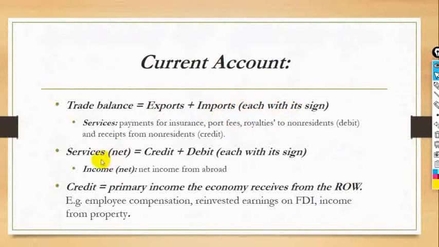Number 2, services net. This is related to export and import of services and is recorded as a credit side and debit side. So if you would like to find the net, it's calculated as the summation of credit and debit, each with its own sign. As you know, credit will be positive and debit will be negative. So you are going to add both of them together.